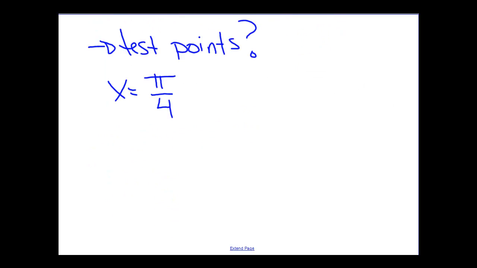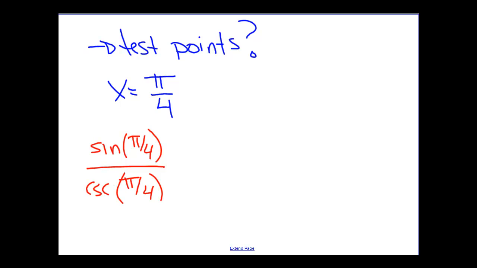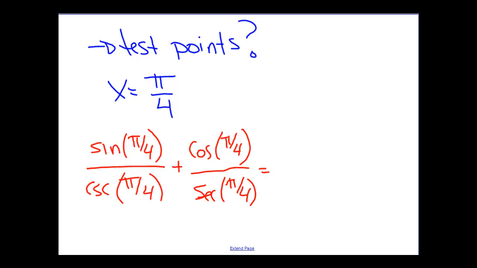This looks like the sine of pi over 4 divided by the cosecant of pi over 4 plus the cosine of pi over 4 divided by the secant of pi over 4. And we want to know, does this equal the cosecant squared of pi over 4 minus the cotangent squared of pi over 4? So here's our question. Does the left-hand side equal the right-hand side in this case?